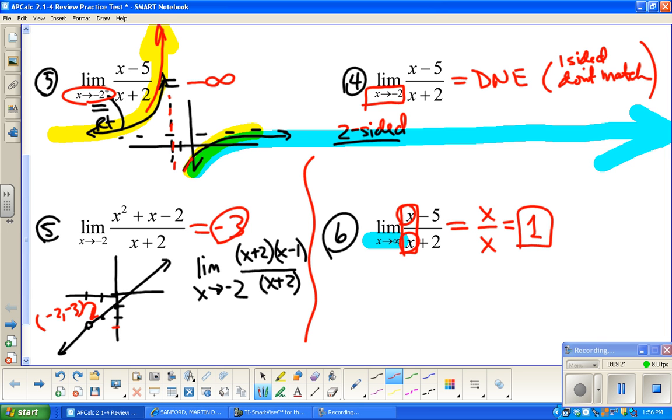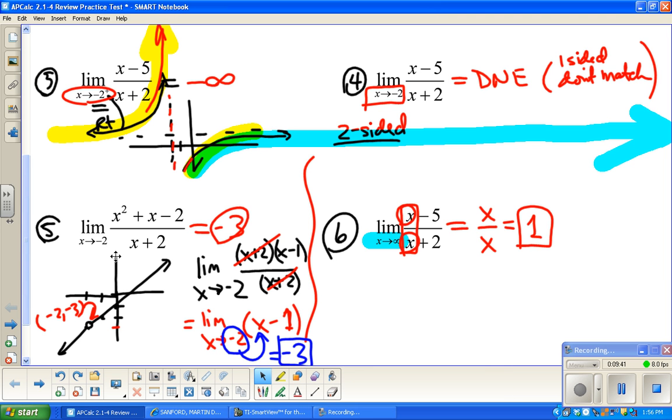All right, so back to my factoring and all that stuff. Goodbye to goodbye. So this is the same thing as the limit as x approaches -2 of x minus 1. And now I can just take that -2 and put that in there, and that equals -3. So now I can substitute, now that I got rid of the denominator.